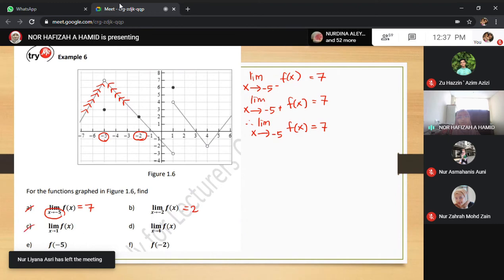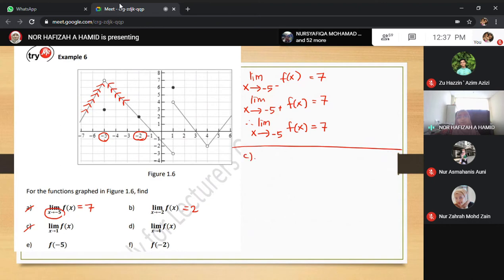So for C, the limit as x approaches 1. Okay, C is the limit as x approaches 1 from the left. You calculate 1 minus first. For 1 minus, you refer to the function less than 1. This is your 1, so the function less than 1 is here. As this function moves close to 1, y is equal to -3.